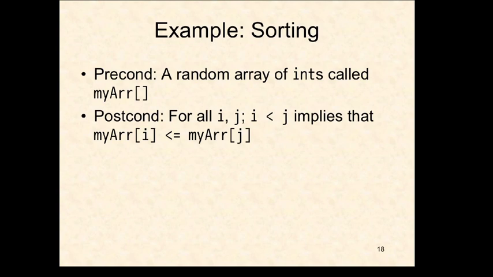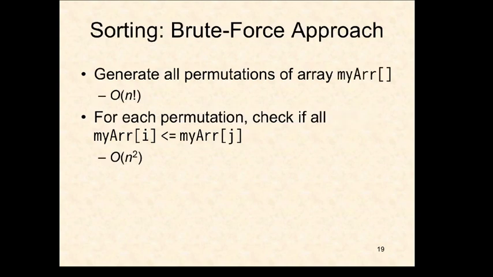Okay, here's another example we'll use for being greedy. So we're going to talk about sorting in general. So if we look at sorting, before I sort, you gave me a random collection of integers, my array. When I'm done, for all i, j such that i is less than j, that implies that my array sub i is less than or equal to my array sub j. So I've got the precondition and I've got the postcondition that must be true after I'm done sorting. So that's what we want to have happen.